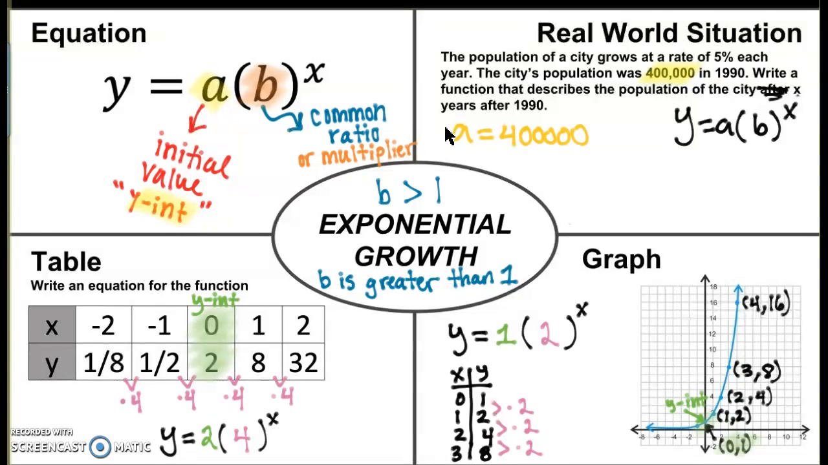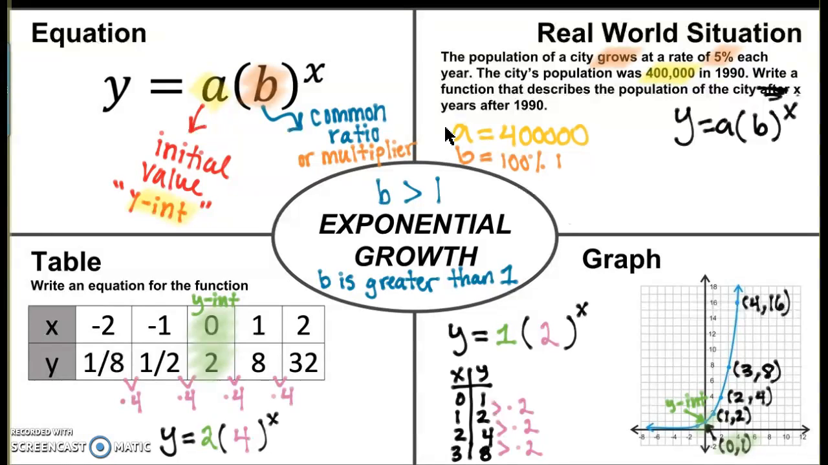And if I want to find the value of b, our growth factor, then we know that the city's population grows at a rate of 5%. That is telling me that the 400,000 represents 100% of the population, because that's everybody.